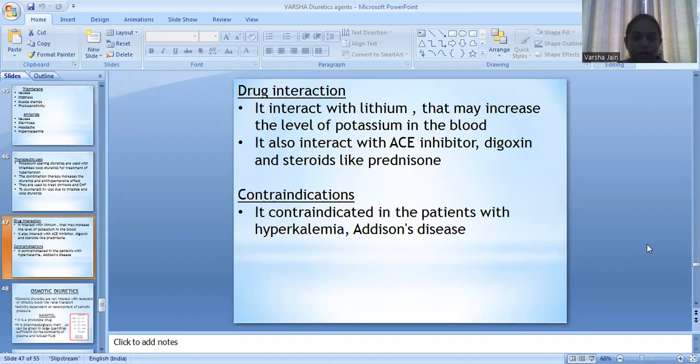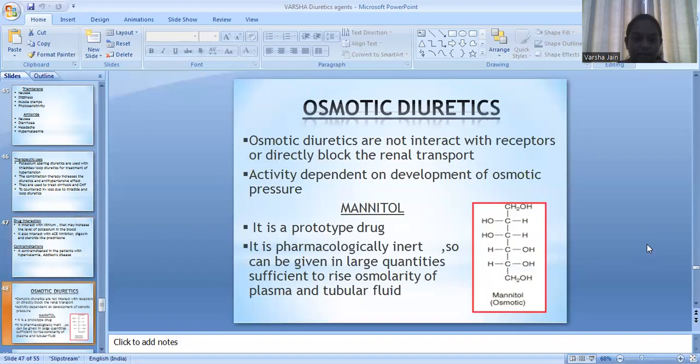Drug interaction: they interact with lithium, and may increase the level of potassium in the blood. They also interact with ACE inhibitors, digoxin, and steroids like prednisone. Contraindication: they are contraindicated in patients with hyperkalemia and Addison disease.